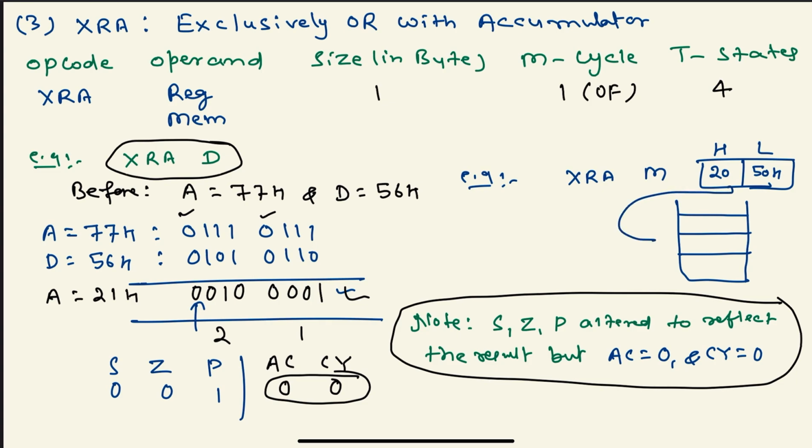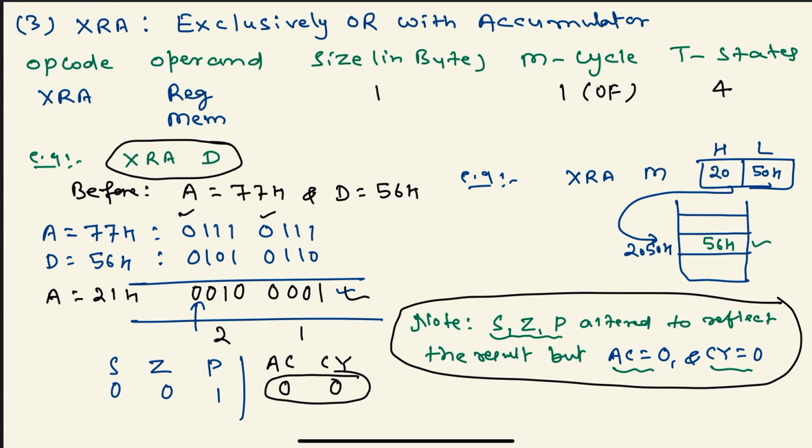So let's say at this point, at 2050H, if it has the data 56H, then this 56H data will be copied from this memory into the microprocessor. It is not cutting the data, it is copying the data. Whenever we are copying the data, it is not going to be deleted from this place, it will be available here also. So here this 56H will come from the memory to the processor, and it will perform the XOR operation with the accumulator content, and after performing the operation, the result will be stored into the accumulator, and as per the result, the sign, zero and parity flags will change to reflect the result.